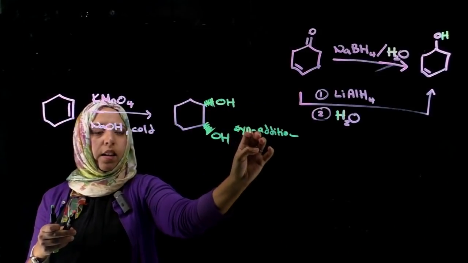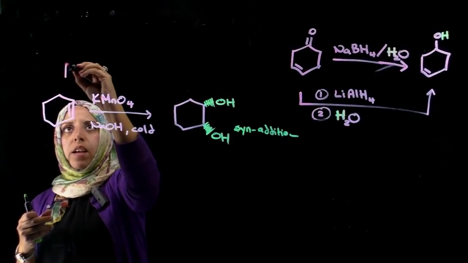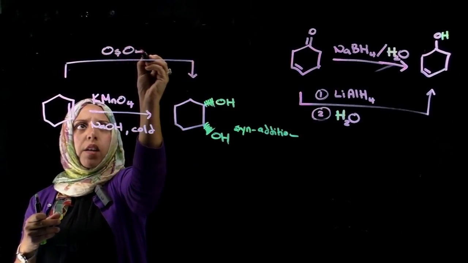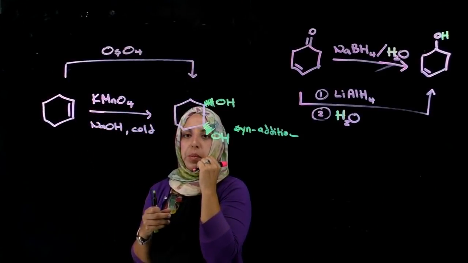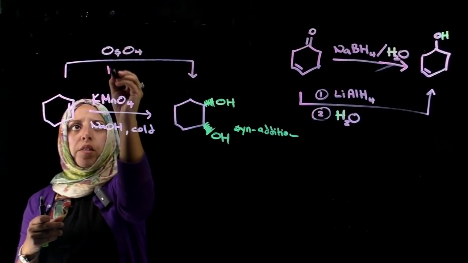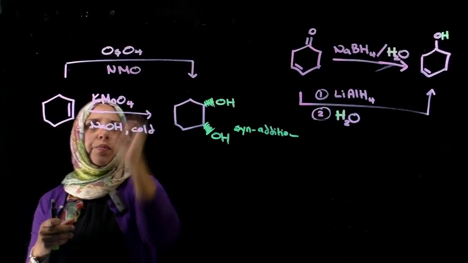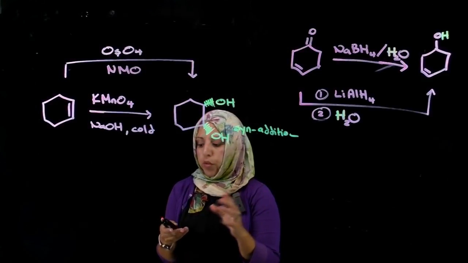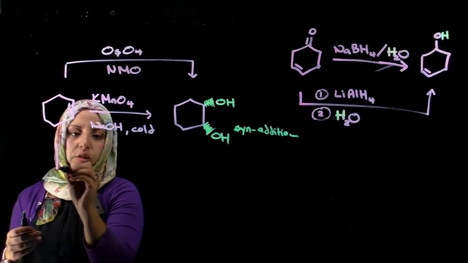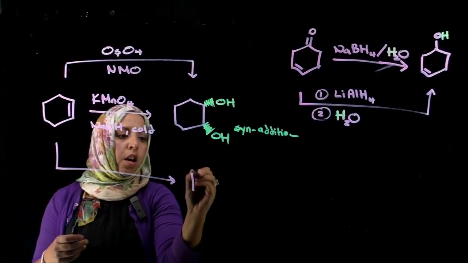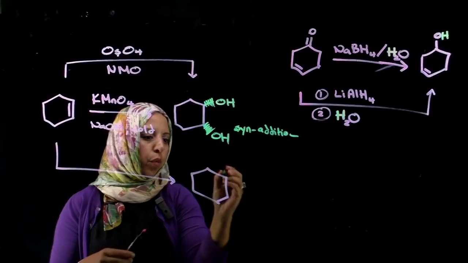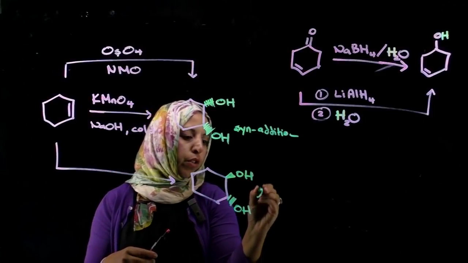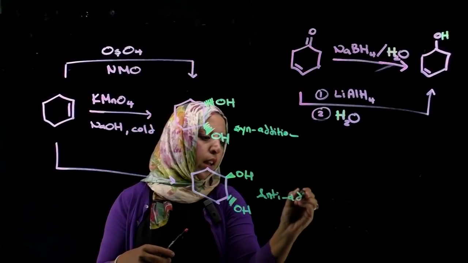Another reagent that can form a syn dihydroxylation is osmium tetroxide, right? But osmium tetroxide tends to be pretty expensive, so we end up adding a molecule that can re-oxidize it. So we add NMO. So that's, again, syn dihydroxylation. What if we wanted anti-dihydroxylation, where both groups are being added trans to one another, where one is a wedge and one is a dash, what we refer to as an anti-addition, right?